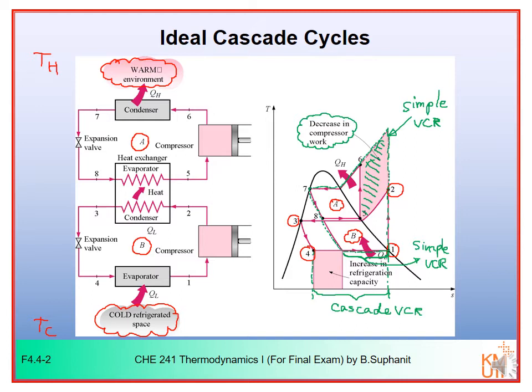Now, the picture that I have shown you on the TS diagram here is called the ideal cascade cycle. Ideal cascade cycle means that the compressor inlet would be at saturated vapor and the condenser outlet would be at saturated liquid, which is number 7 and number 3. And for the ideal cascade cycle, it means that we assume there is no temperature difference in the heat transfer between cycle A and cycle B.